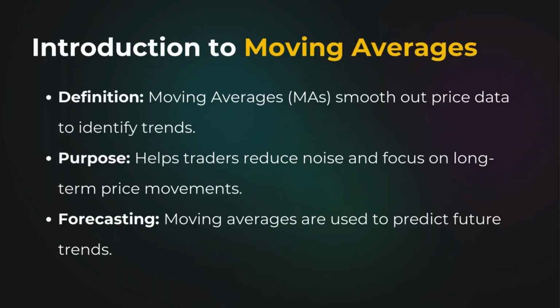Simple moving average takes the average over a set period. The exponential one reacts faster by giving more weight to recent data. And weighted moving average emphasizes the most recent prices for a sharper view of trends.